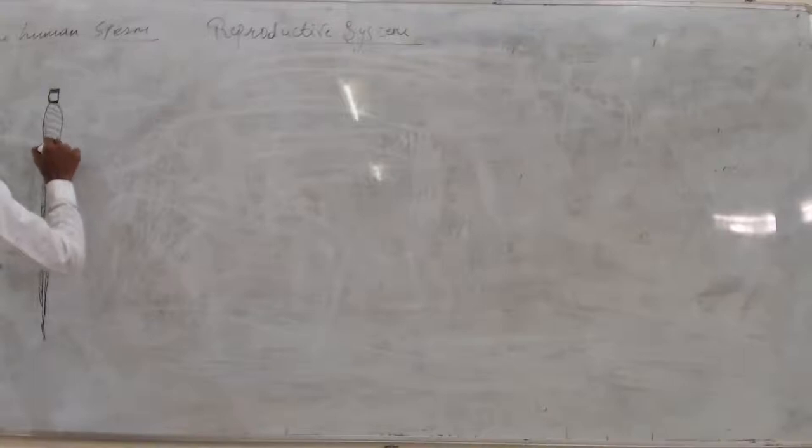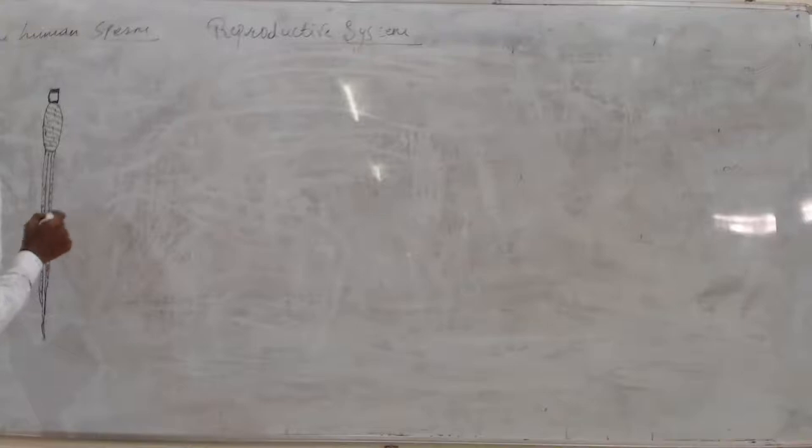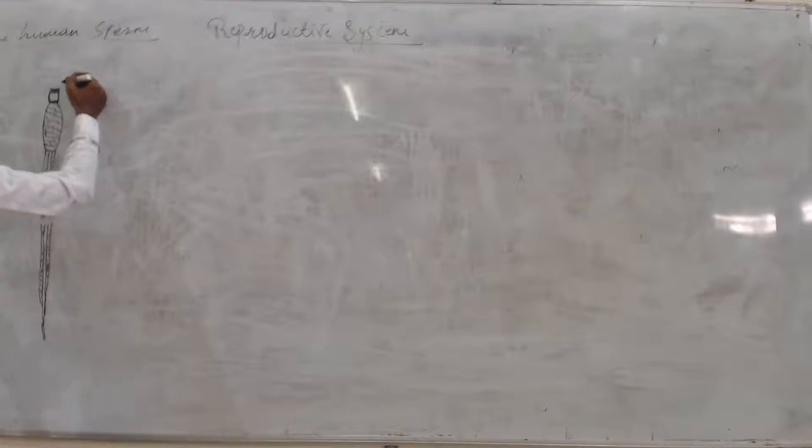These spine structures are attached to each other, one below the other, and at the top of the structure.